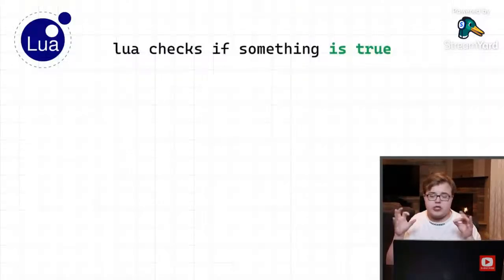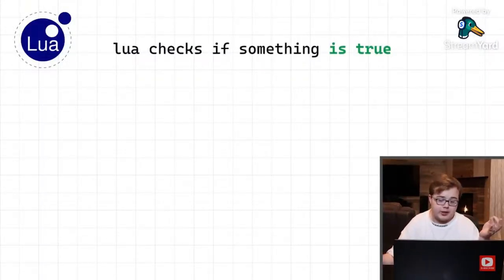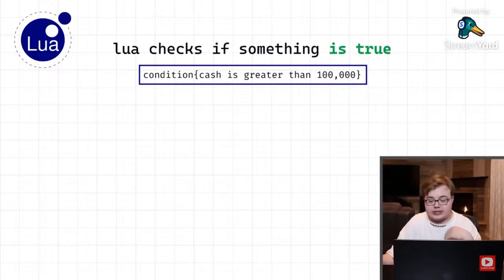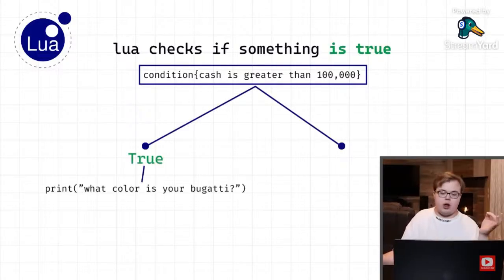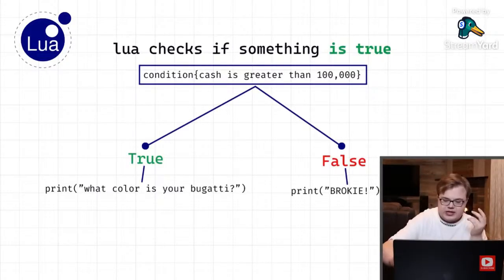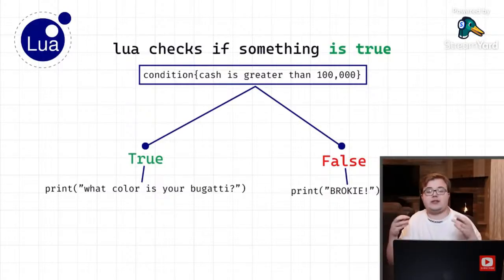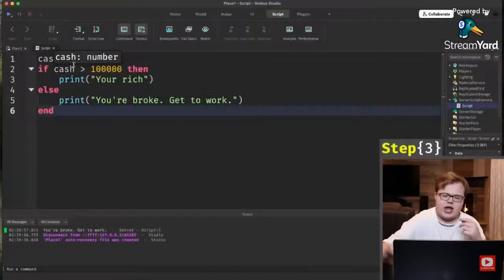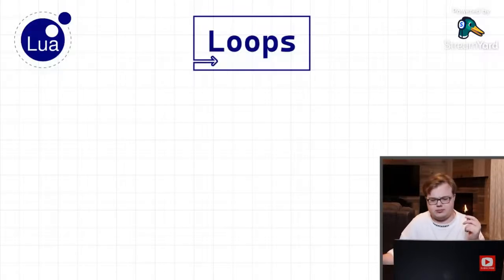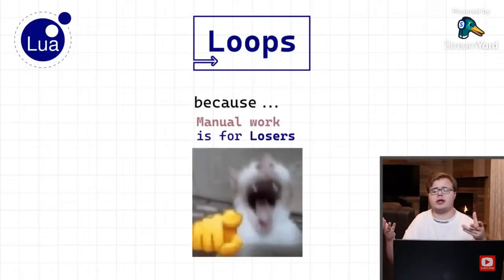Get to work. Lua checks if something is true, right? Cash is greater than 100,000. If it's true, it does one thing. If it's false, it does another. Now, this is how games decide things. Did the player die? Did they get banned for being a moron? Anyways, next is loops, because manual work is for losers.